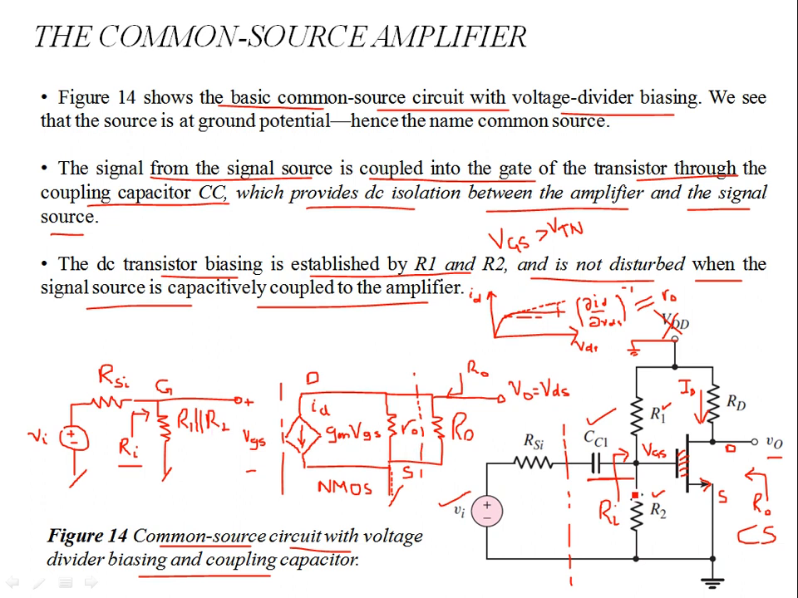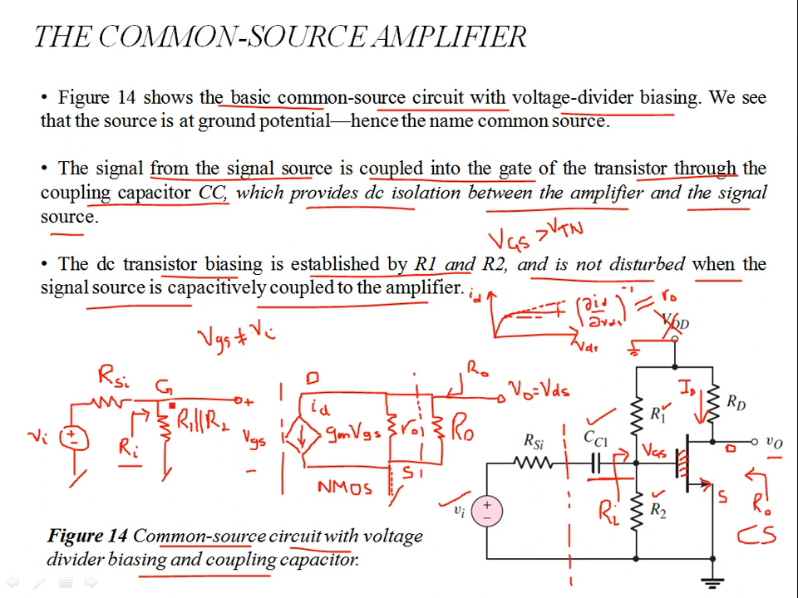You can see that if you construct this AC equivalent circuit, we are not considering any capacitive reactance. But you have to consider the loading due to these biasing resistances and the external input resistance of the source. Why? Because your VGS over here is not equal to VI.